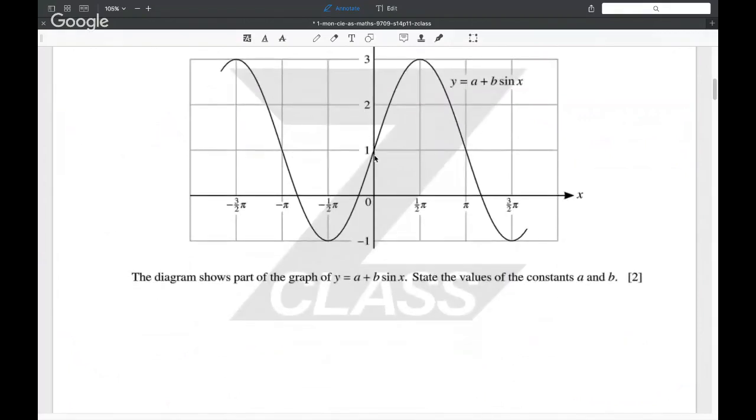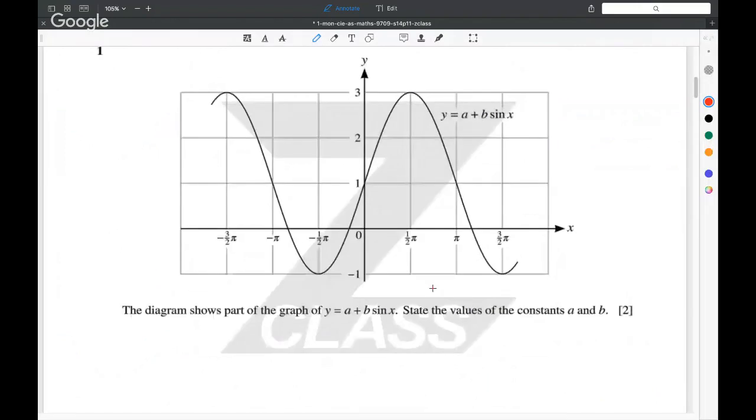So let's just look at here. The original sine graph has an equilibrium position at the origin, and now we can see that it's displaced from the origin to 1. So we can deduce from that a equals 1. And now we can see the second point is that the displacement from the equilibrium position is 3 minus 1, that's 2. So we can deduce that y is equal to 1 plus 2 sine x.